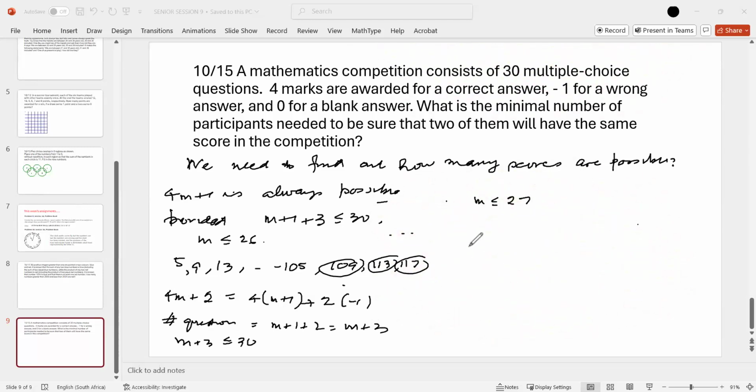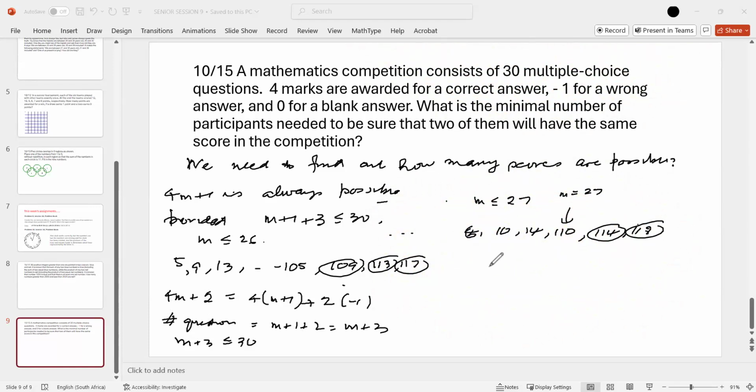And you got 4m plus 2. So all these numbers, m equals 1, will give you 6. Keep adding 4: 10, 14. Right? And the last possible m value is 27. And so 27 times 4 is 108, so you come to 110. And that's the last one. If you keep adding 4, you can't get these 2 scores. Those 2 scores are not possible.